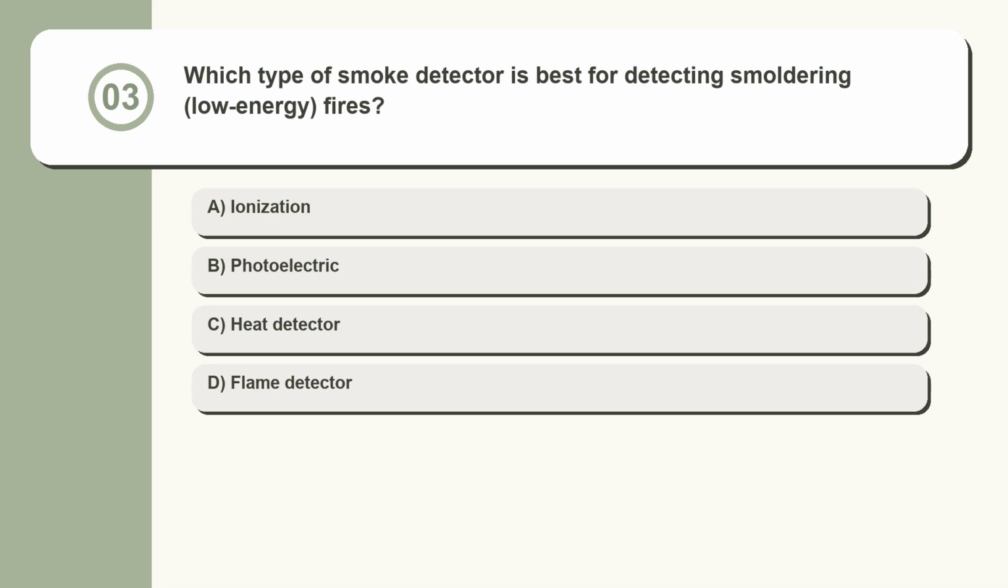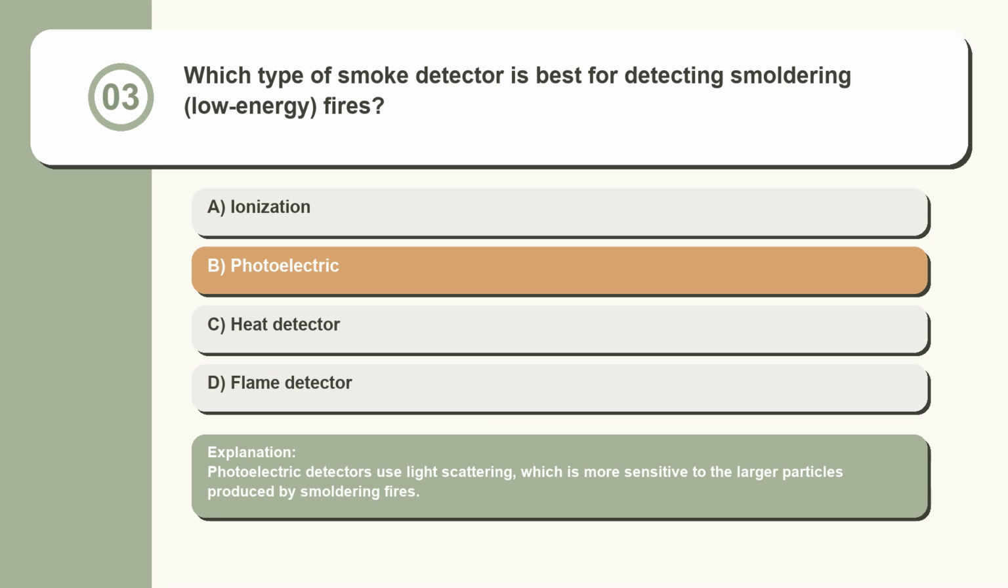Question 3. Which type of smoke detector is best for detecting smoldering, low-energy fires? Ionization, photoelectric, heat detector, flame detector. Photoelectric detectors use light scattering, which is more sensitive to the larger particles produced by smoldering fires.